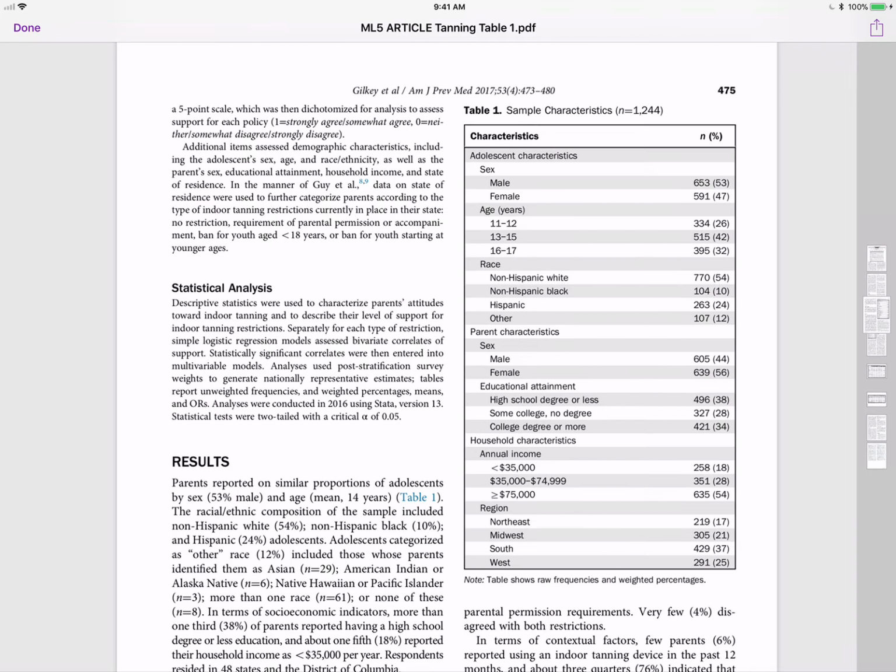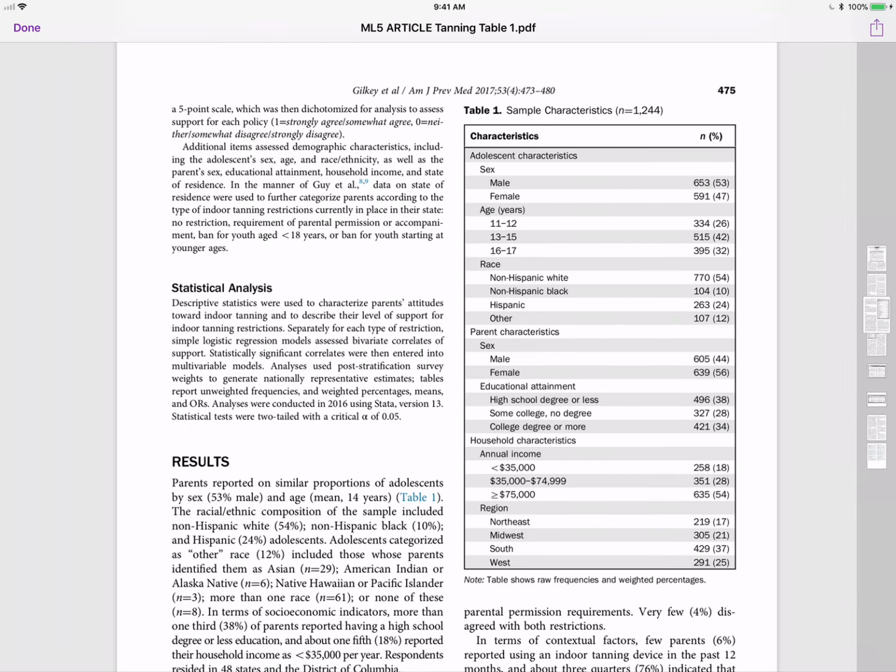So here's Table 1 in this particular article. The title simply says Sample Characteristics, n equals 1,244. As we go through the table, you can see that the different variables are grouped. The first three, sex, age, and race, have to do with the characteristics of the adolescent in the study. The next two, sex and educational attainment, have to do with the parent characteristics, so you're already starting to get an idea of what this table is about. Finally, there's a third section, household characteristics, with annual income and region.